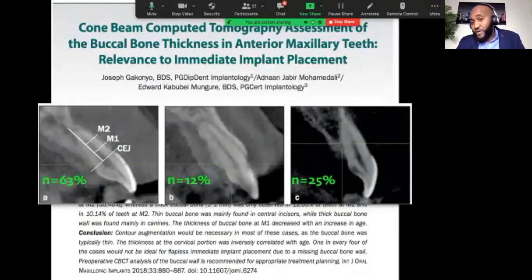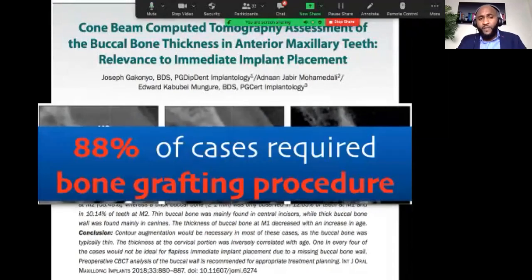We also found out that at least a quarter of the cases actually had no buccal bone, like you can see in that section of a cone beam CT. Overall, we found that 80% of the cases we looked at actually required a bone grafting procedure if you were to ensure that you have buccal bone surrounding your implant.